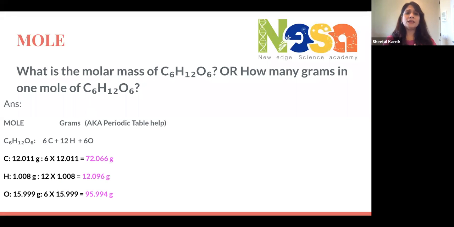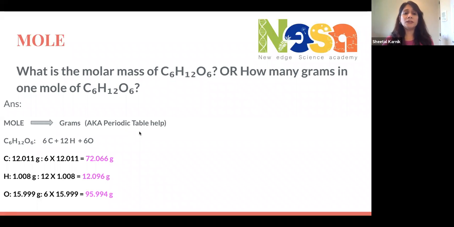So we know that here they have given us moles. They have told us there is 1 mole, and they're asking us how many grams. So this is the thought process: we are going to go from mole to grams. And we know whenever it comes to grams, we are going to take the periodic table's help.